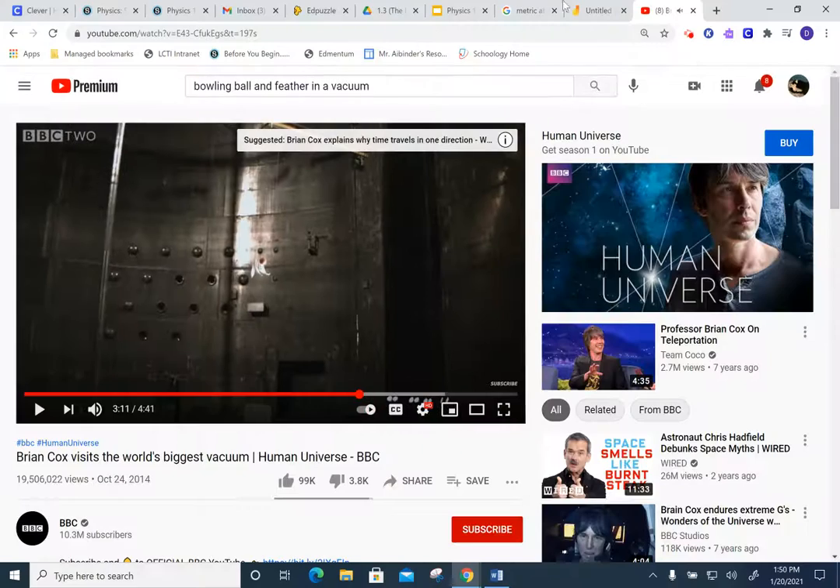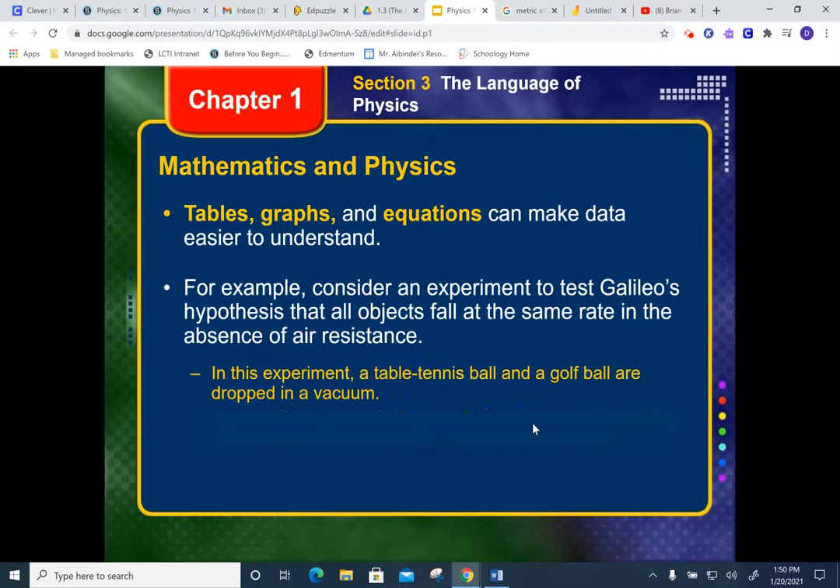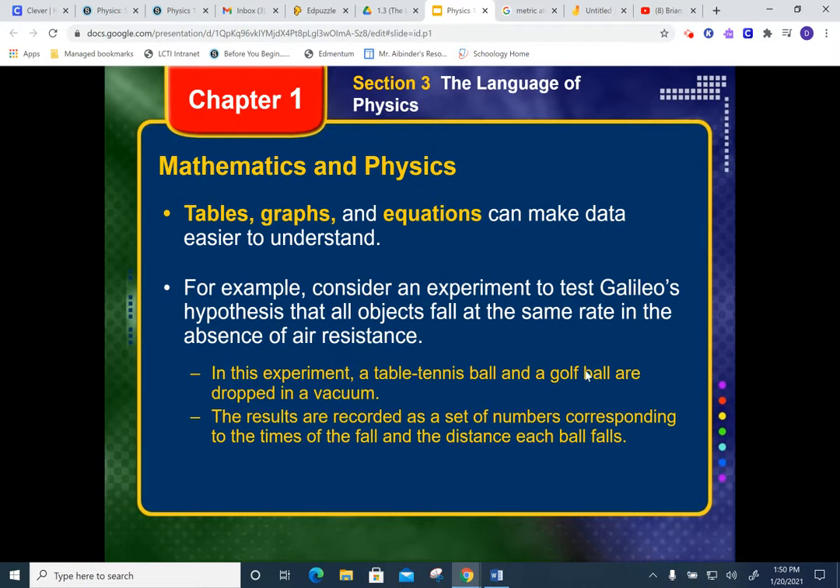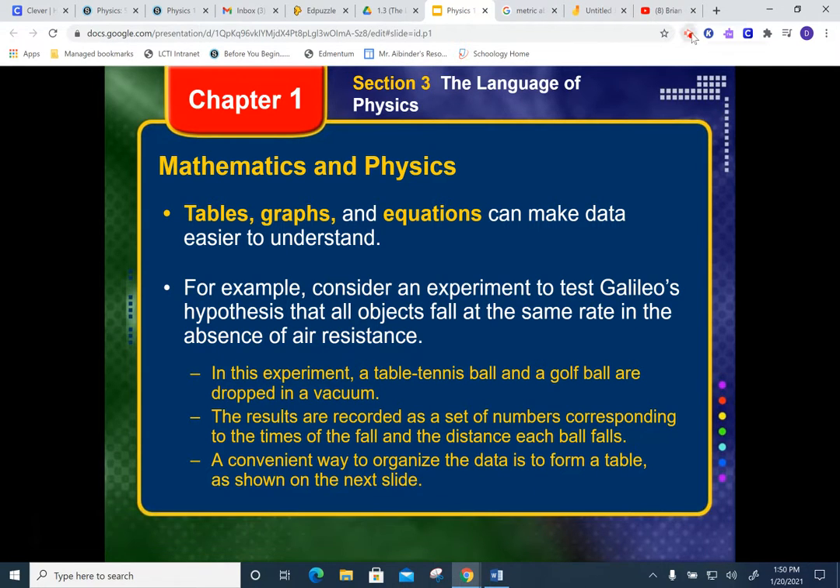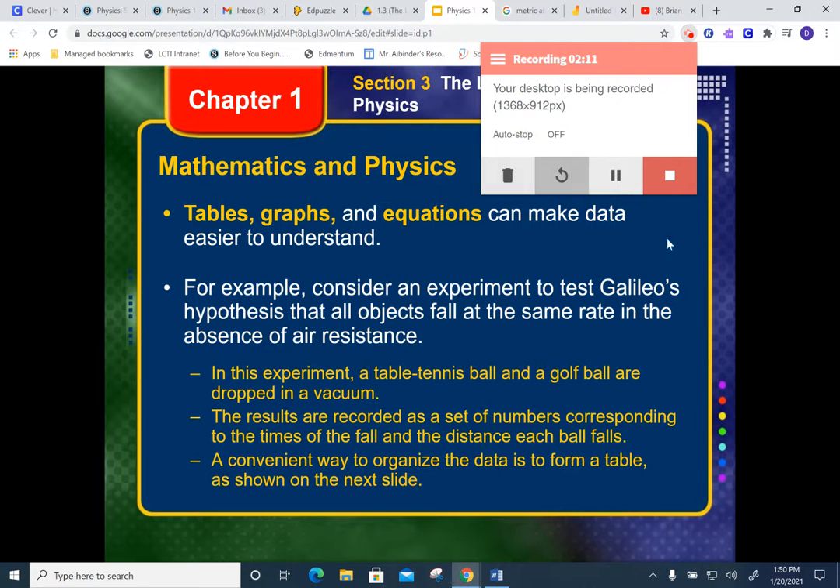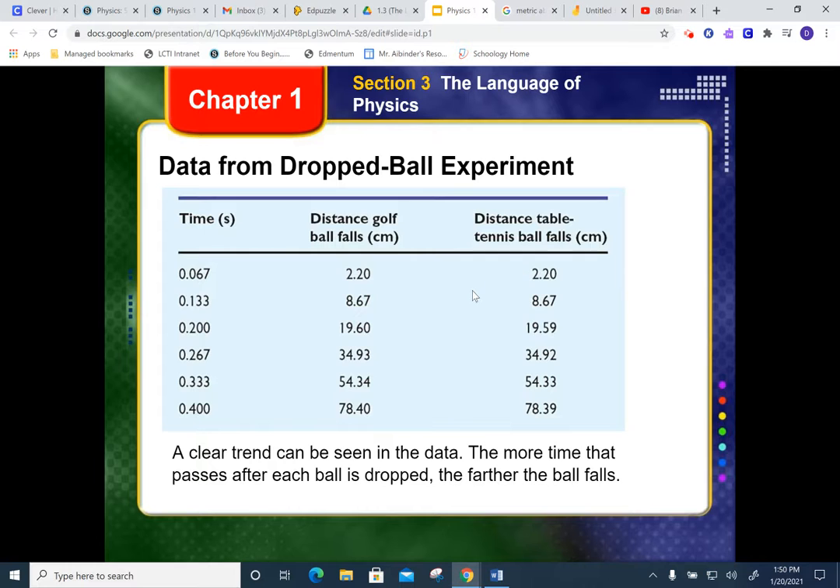All right. Let's continue. In the experiment, he was imagining a table tennis ball and a golf ball dropped in a vacuum, and the results recorded as a set of numbers corresponding to the times of the fall and the distance each ball fell. It's a convenient way to organize the data in a table, as shown in the next slide. So let's bring that up. All right. Here's the table.